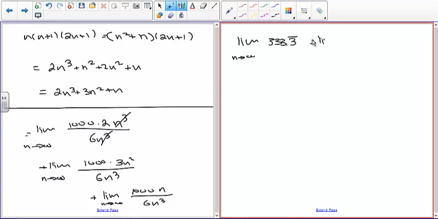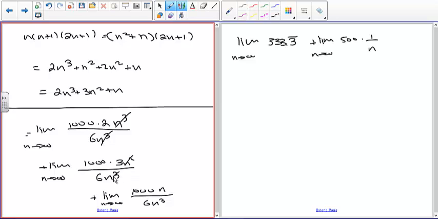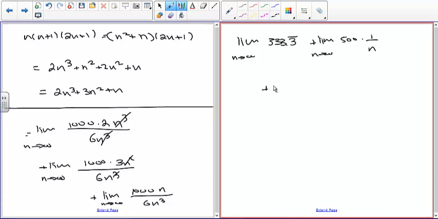The second limit, you take the limit as n goes to infinity of 3,000 divided by 6, which would be 500 times 1 over n. So you can see this n squared cancels out with n squared in there, so there's just n left. And then you have the final one, which is the limit as n goes to infinity of 1,000 divided by 6, which is going to be 166 times 1 over n squared.